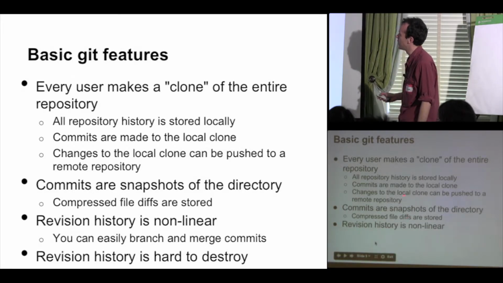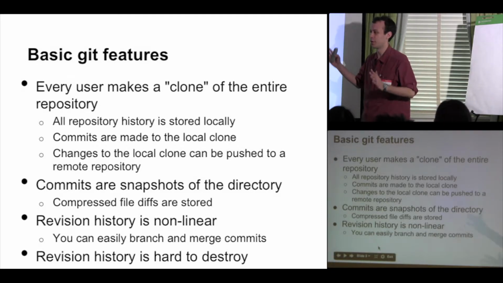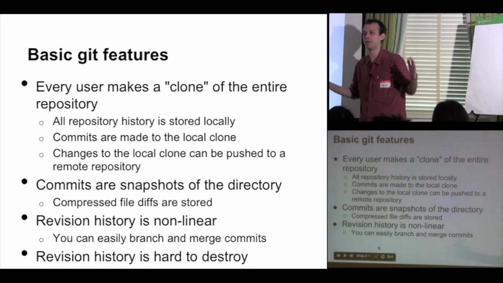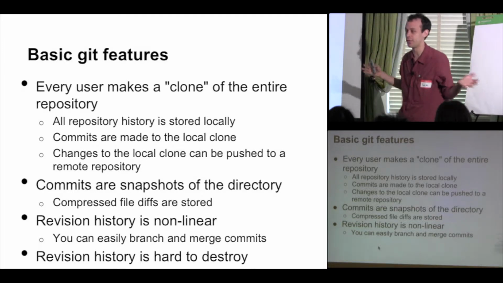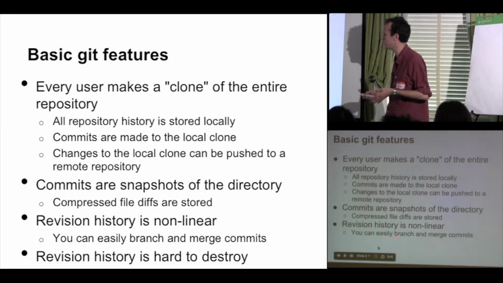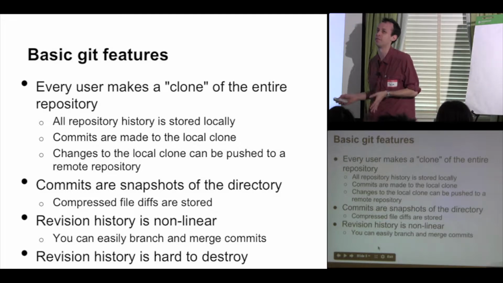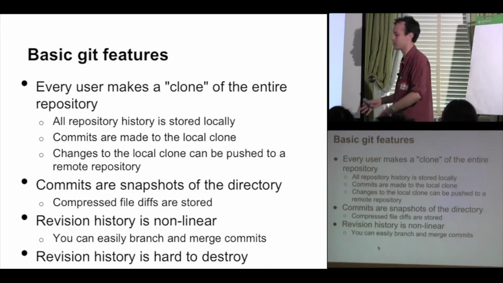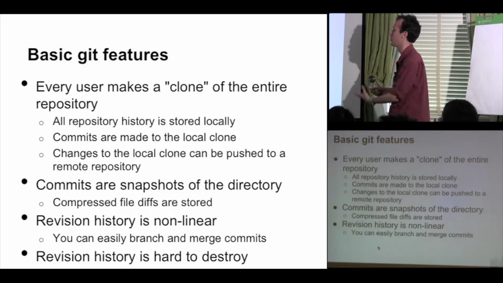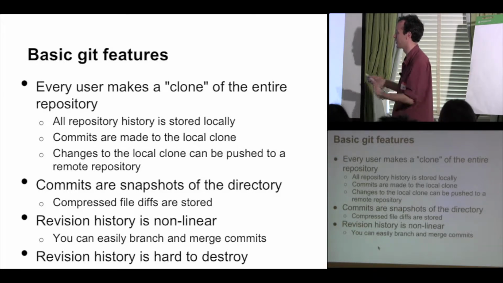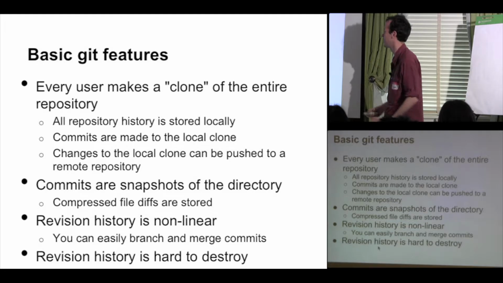And the other thing that everyone having cloned the repository and these commits being snapshots lets you do is it lets you have a non-linear revision history. So you can make branches, work on many things in parallel, and then merge those branches together. And again, if you've used SVN, you can sort of do this in SVN, but it's incredibly painful to merge your branches, so people tend to avoid doing it. But in Git, it's easy, and it's something you really want to do. It's something we want to encourage. It's sort of the point of Git in the first place.